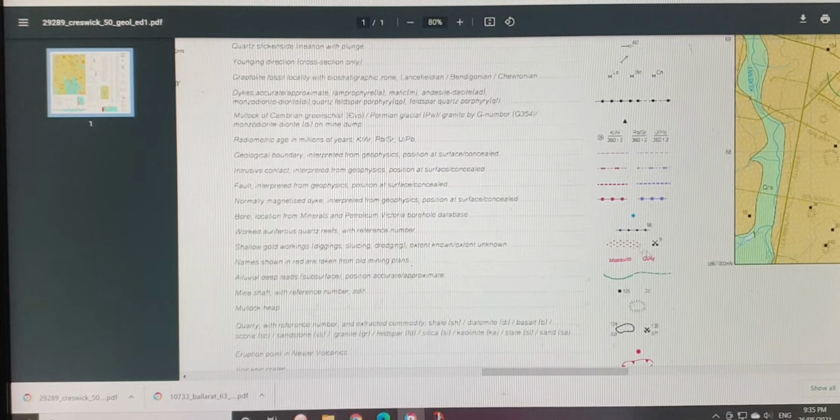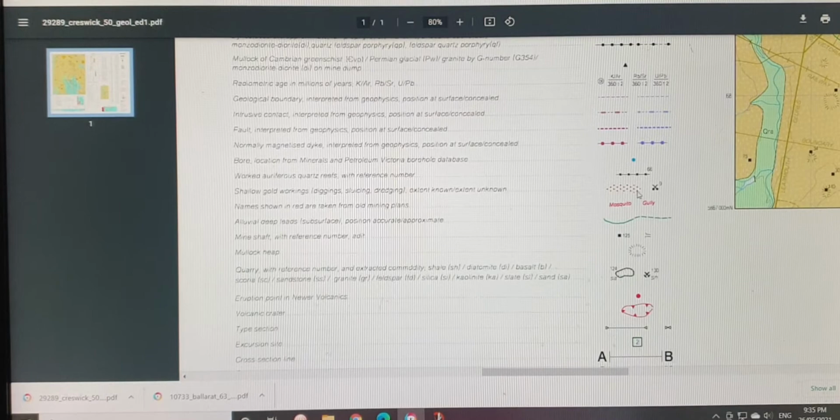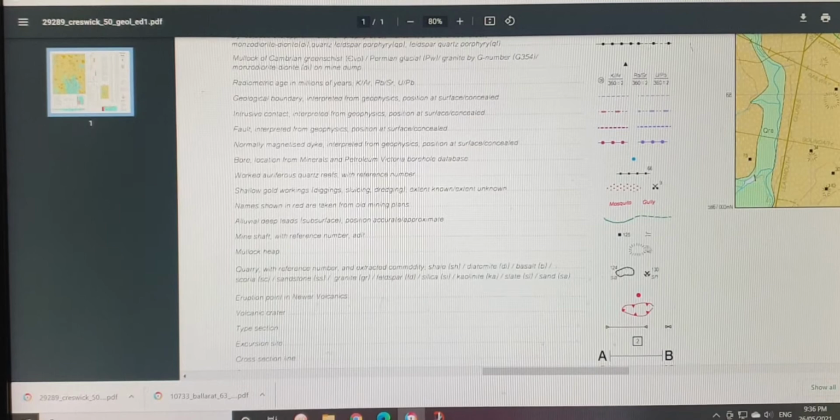Okay, so you've got bores, that just gives you information about the geology underneath the ground. But what you need, shallow gold workings, digging, sluicing, dredging, extent known, extent unknown. And so that means extent unknown, extent known. So then we have alluvial deep leads. So this is another thing you need to look for if you're looking for gold. These here, these two here, mine shafts as well, although they might not actually be for gold. Mullock heap, so let's see whatever's left. Quarry with reference number and extracted commodity. So you've got shale, dolomite, so you've got different ones.